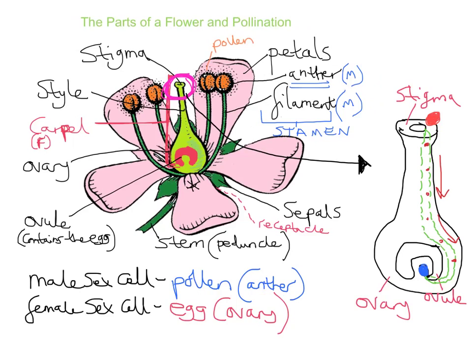It's a little bit extra, and I have talked in more detail about it in my video called Selective Breeding, but this one was just about parts of the flower and a bit on pollination.